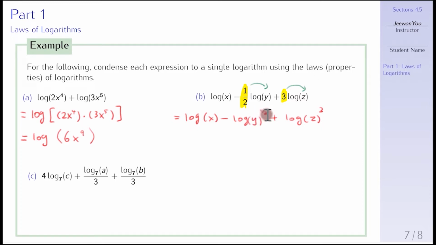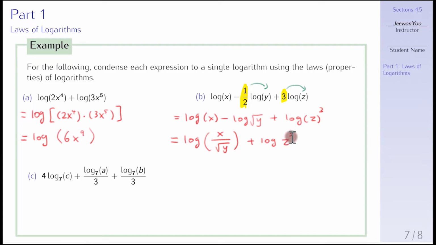Did you notice that this power 1/2 is the same as square root? So if you really want, you can change this to like this. Now we are ready to condense this. Did you notice that we used the quotient rule or quotient law to combine two different logs into one like this? Now the next one is we have a plus sign.